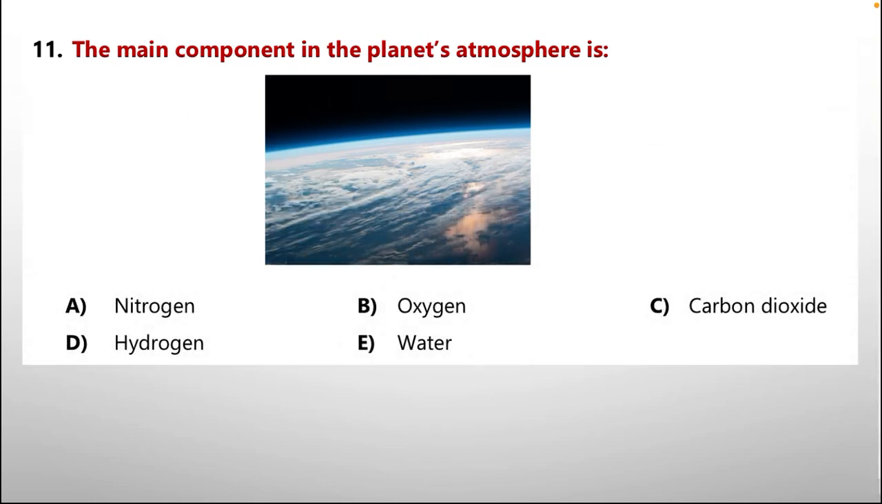Question number 11. The main component in the planet's atmosphere is? Options are given under the picture. A. Nitrogen, B. Oxygen, C. Carbon dioxide, D. Hydrogen, and E. Water. So the correct option is option number A, Nitrogen.